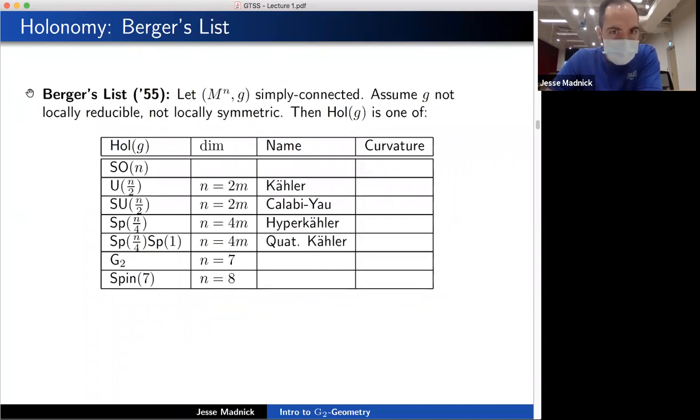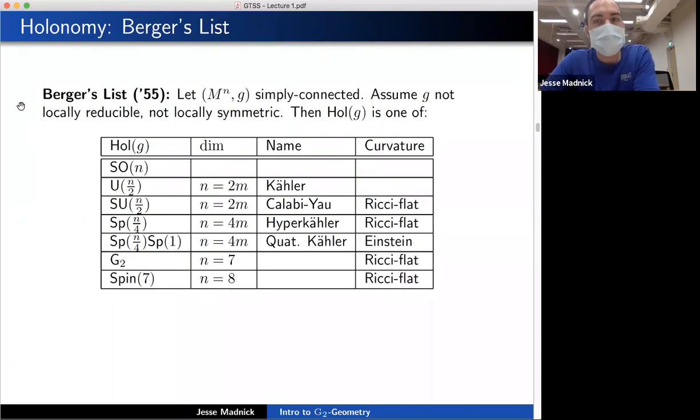Okay, so all of these groups occur, and in fact, many of these Riemannian manifolds with these holonomy groups are known by other names. So for instance, if the holonomy, as we've mentioned, is equal to U(n/2) or contained in U(n/2), we call those manifolds Kähler. If the holonomy group is equal to SU(n/2) or contained in it, then we call it Calabi-Yau, so on and so forth.